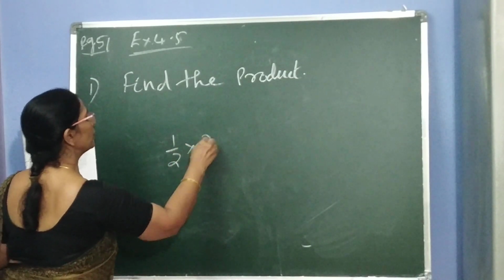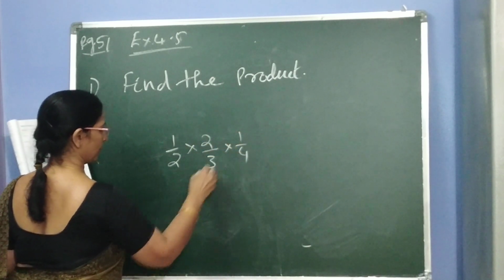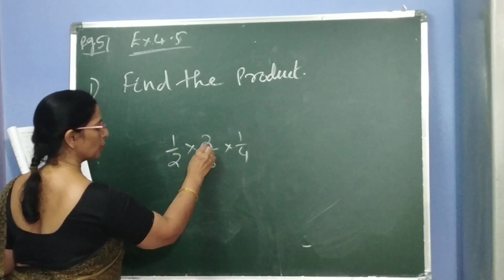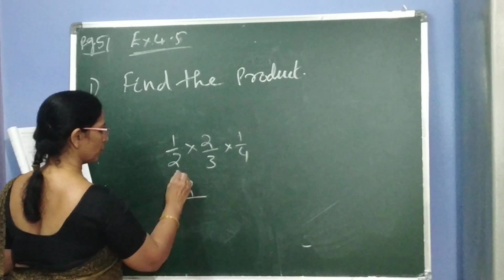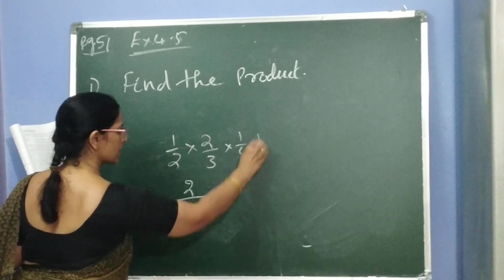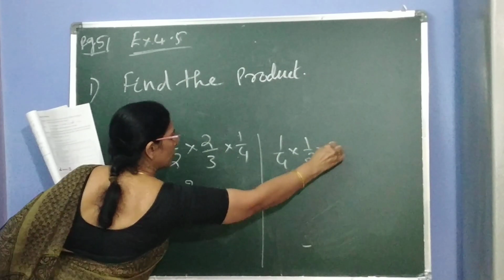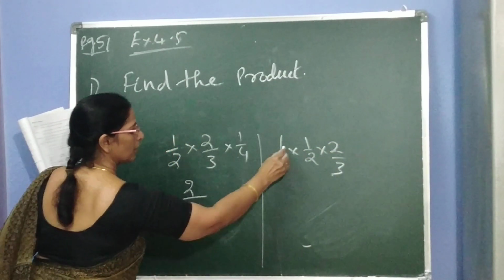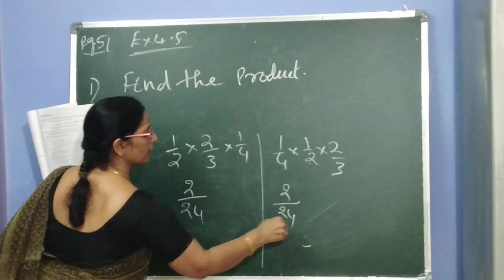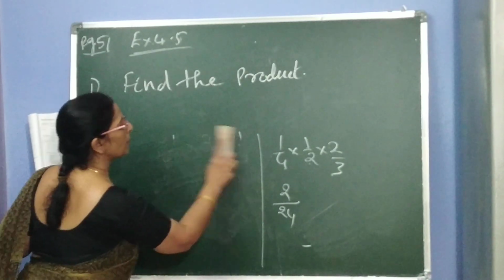Suppose 1 by 2 into 2 by 3 into 1 by 4. Here, numerators are to be multiplied: 1 2s are 2, 2 1s are 2, 2 3s are 6, 6 4s are 24. Now I would like to change the order of these numbers: 1 by 4 into 1 by 2 into 2 by 3. Here 1 1s are 1, 1 2s are 2, 4 2s are 8, 8 3s are 24. So when we change the order of the numbers, the product does not change in multiplication.